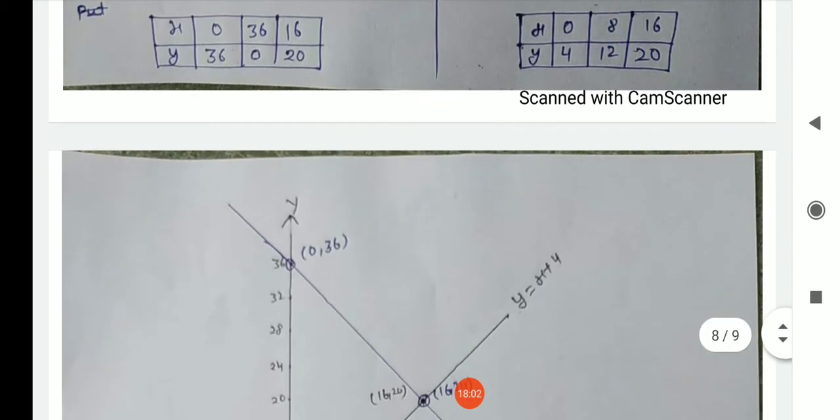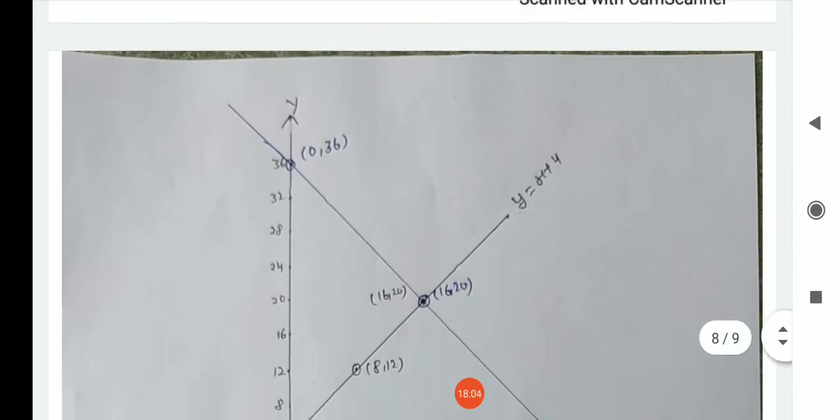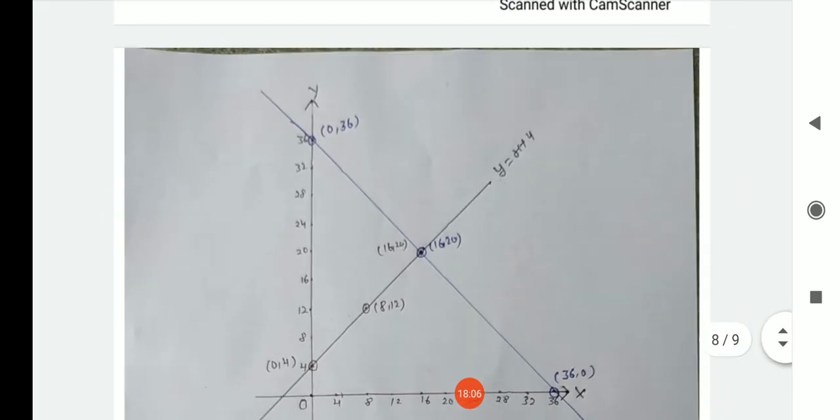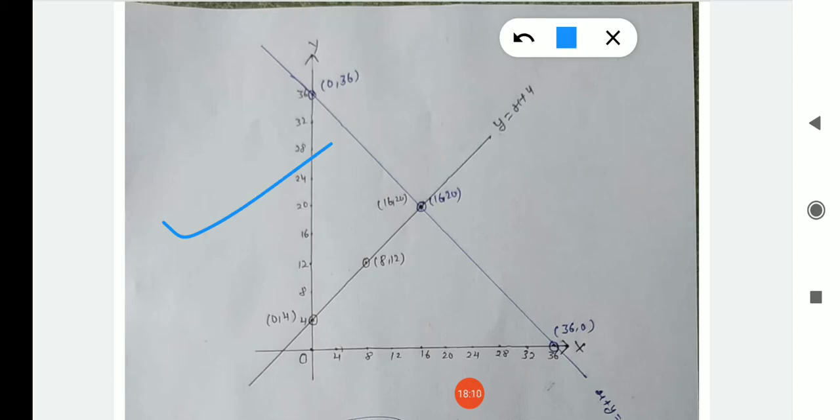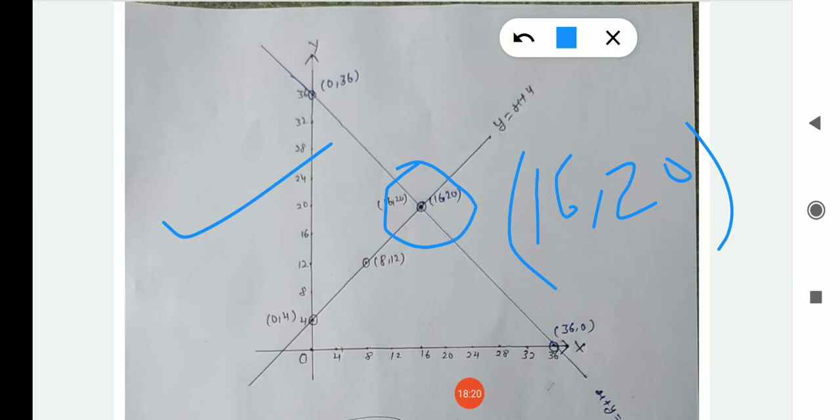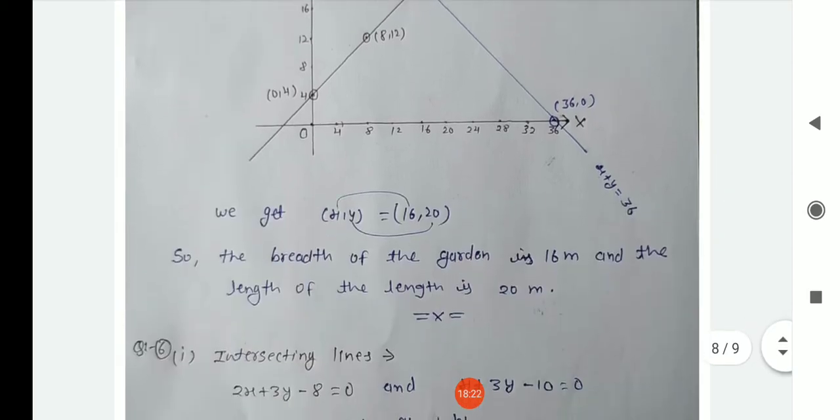By the help of these two tables, we draw the following graph. Okay, so these two lines intersect. This common point is what? 16, 20. So it is our required dimension.